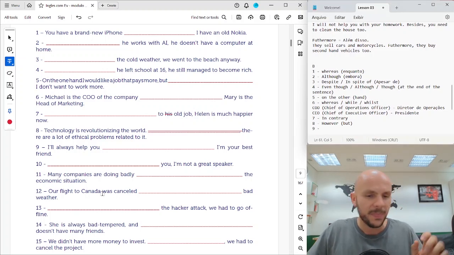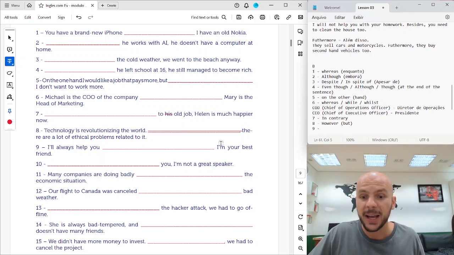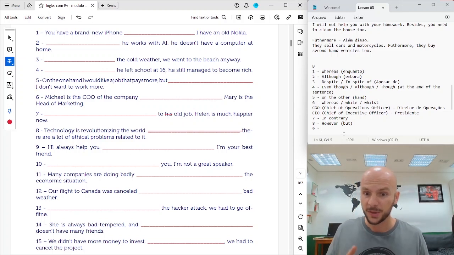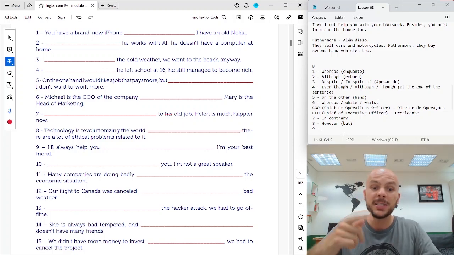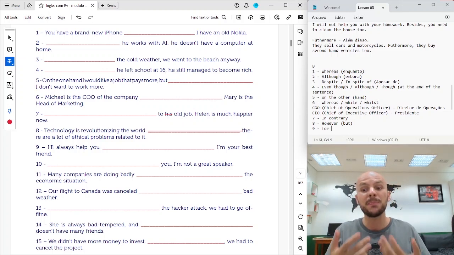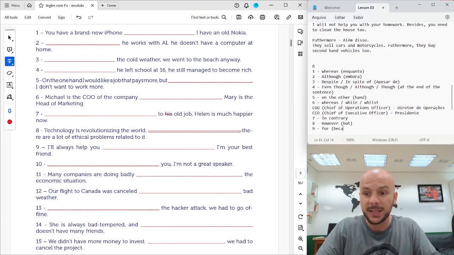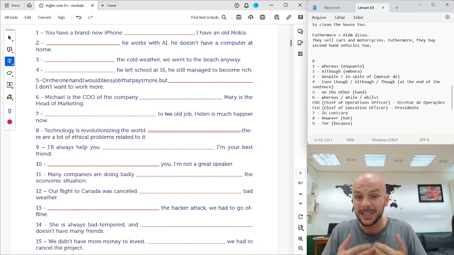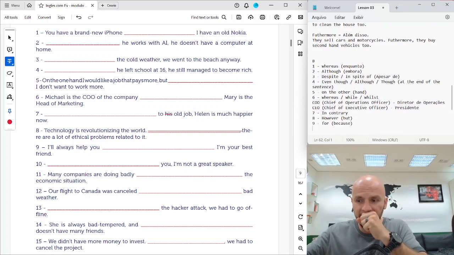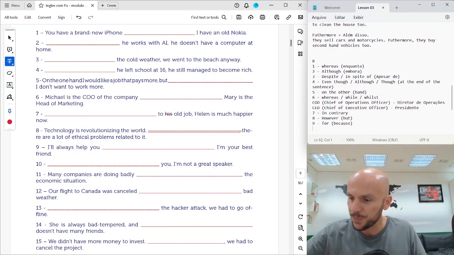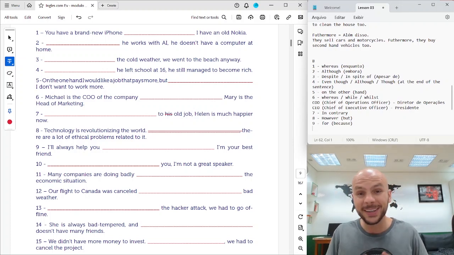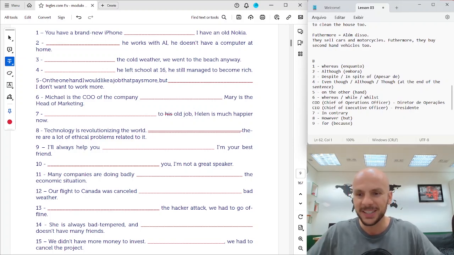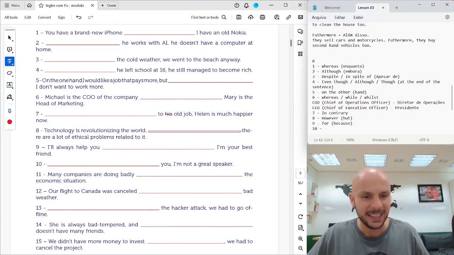Number 9, I'll always help you. I'm your best friend. Pay attention. I'll always help you for I'm your best friend. For, because. Because I'm your best friend. Okay? For in English has the same idea of because. Por quê? Alright?